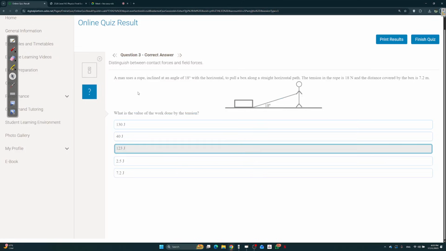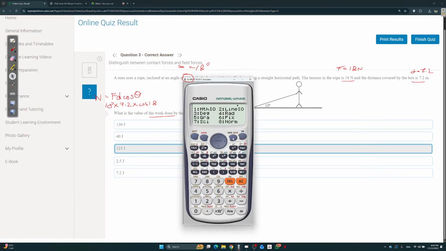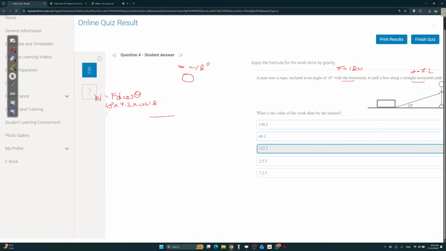Over here it's a man with a rope, the angle is 18, so theta is 18. The tension is 18, so the force is 18 newtons. The distance is 7.2. Of course find the work, so easy. The rule is F D cosine theta, so it's going to be 18 times 7.2 times cosine 18. Of course in degrees, not radians, and you should get 123. So here my calculator's in radians, because I think so I don't need to do it. Right, easy.